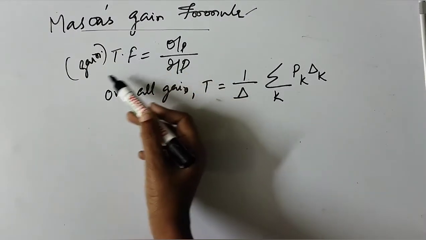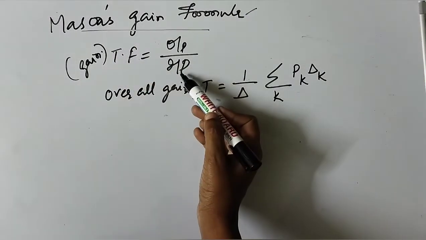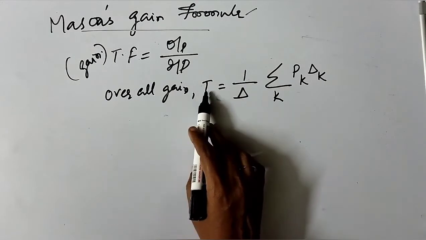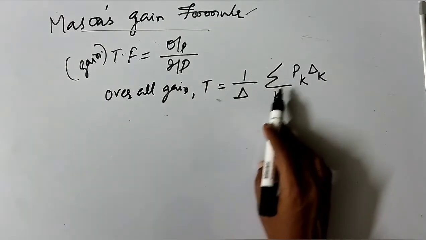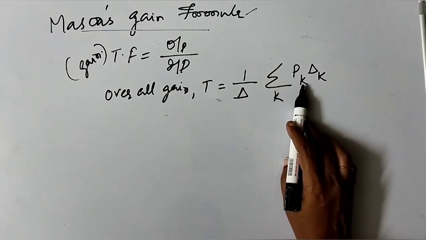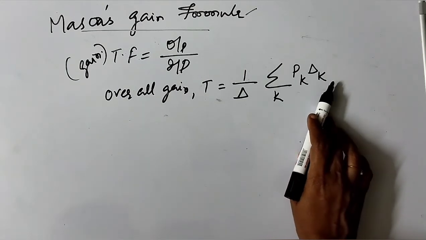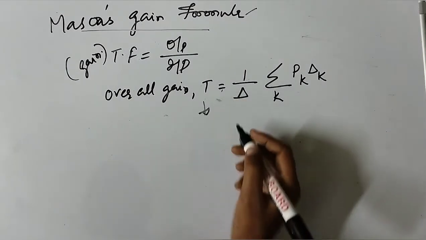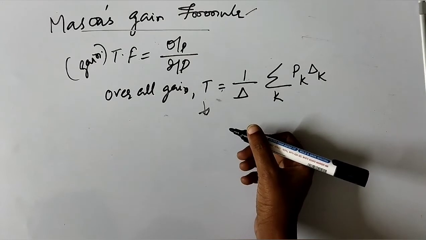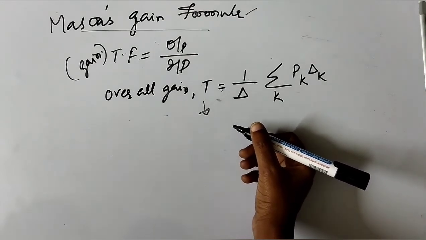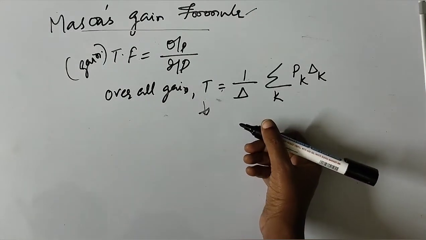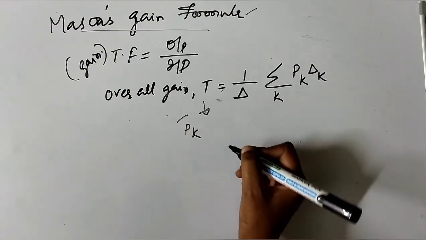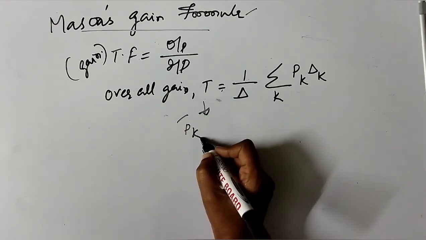This transfer function is nothing but the overall gain, output by input. The overall gain is given by T equals 1 by delta, sigma k, Pk delta k. T is nothing but the transfer function of the system, or overall gain you can say. Pk is nothing but the forward path gain of the kth forward path.